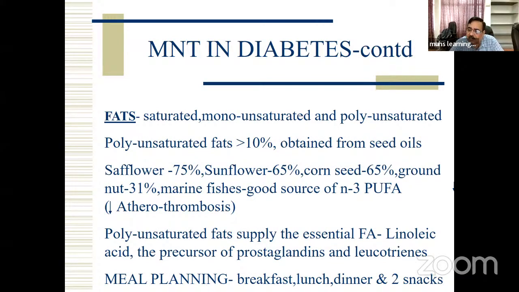But we have to understand this is not all. We have to consider the patient's convenience and the availability of the oil, the amount of oil to be used, and then how much is to be distributed across breakfast, lunch, dinner, and two snacks. This fat planning has to be done by physicians and doctors for their patients if they want good results.